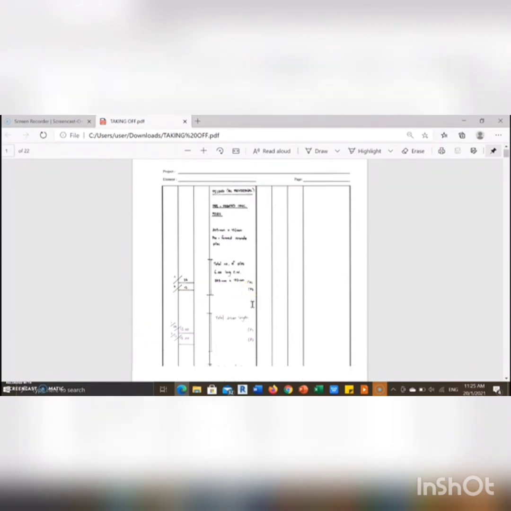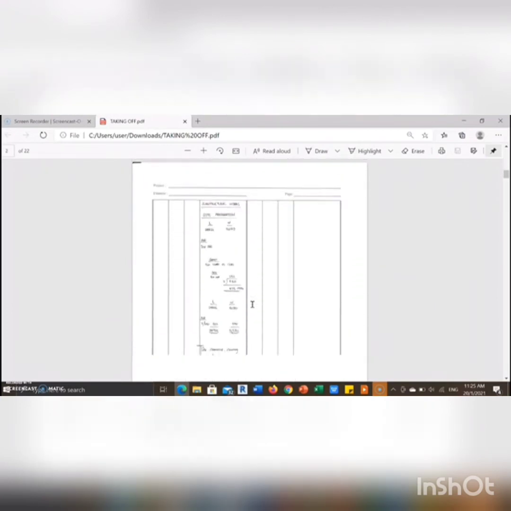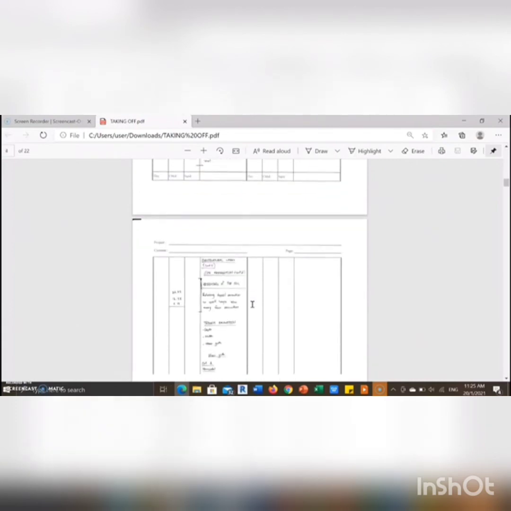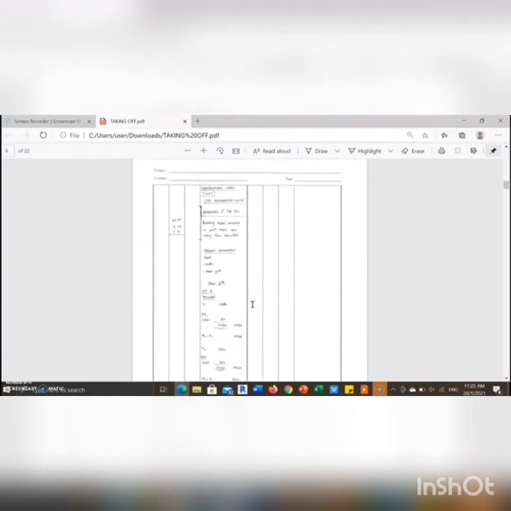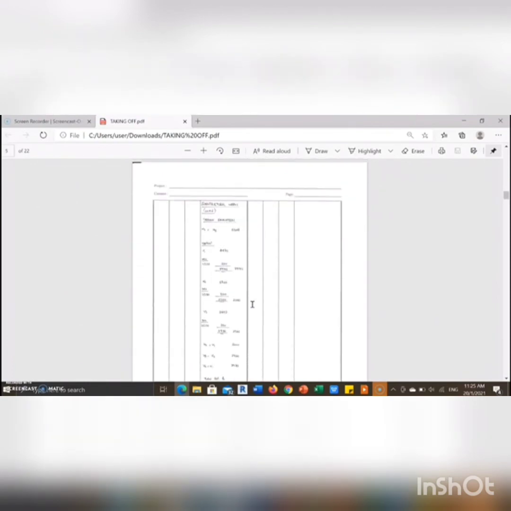As you can see, this is the taking off that we have done for our group project. This is for piling work. We use pre-formed concrete piles. This is for site preparation, retaining of topsoil. This is trench excavation.